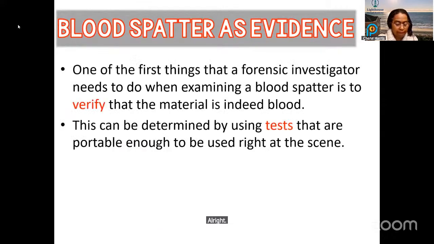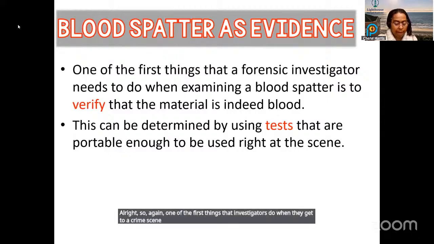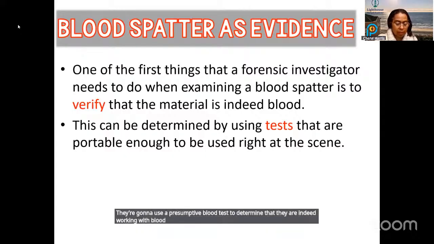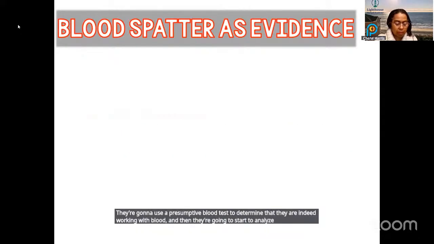So again, one of the first things that investigators do when they get to a crime scene and they're working with blood is they're first going to need to verify that that material is indeed blood. And remember, they do that with presumptive blood tests. So they're going to use a presumptive blood test to determine that they are indeed working with blood, and then they're going to start to analyze those blood stains.